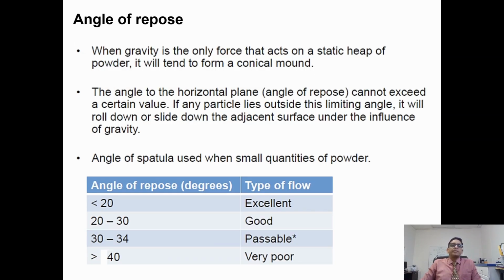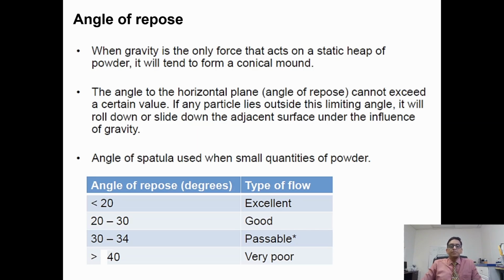Another parameter by which we can understand flowability is the angle of repose. When gravity is applied, the components form a static heap of the powder, and it tends to form a conical mound. The angle to the horizontal plane is determined, and that is called the angle of repose, which cannot exceed a certain value, because beyond a certain angle, due to the gravitational force, the components start sliding. This gives a unique angle for a particular mixture or powder component.